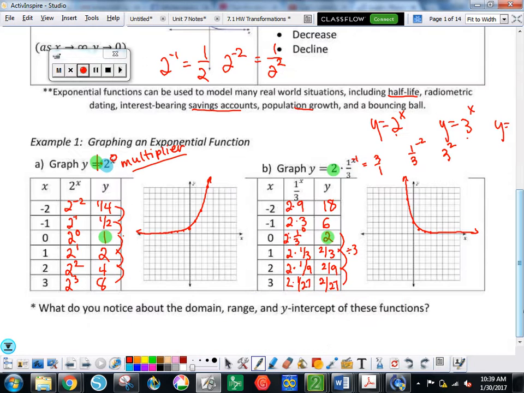Okay, so let's go to the next page. What do you know for the domain, range, y-intercept of these functions? The domain is all real numbers. The range is from 0 to infinity, right? The y-intercept is 8.